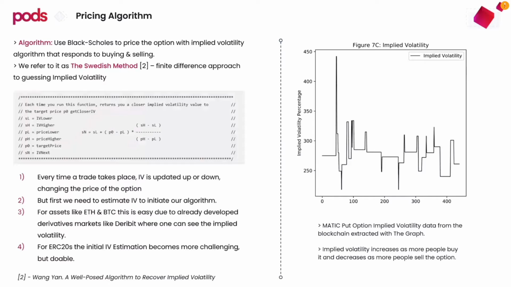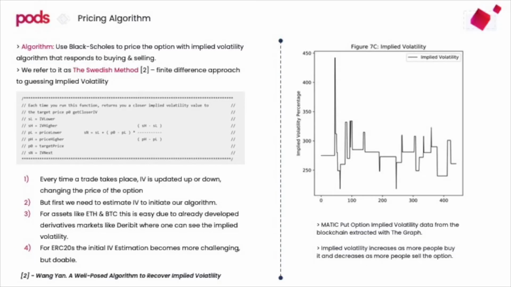So what we have is a particular algorithm that responds to the buying and selling. We internally refer to it as the Swedish method. It's a particular finite difference approach, similar to what you might think of as the Newton method, if you're familiar with options, to solve for implied volatility. What it does is it tries to calculate implied volatility. So first of all, every time a trade takes place, IV, implied volatility, is updated up or down. This results in a change in the price of the option.